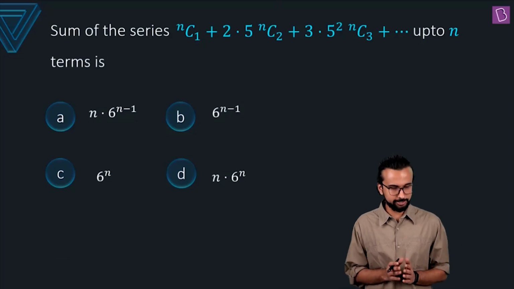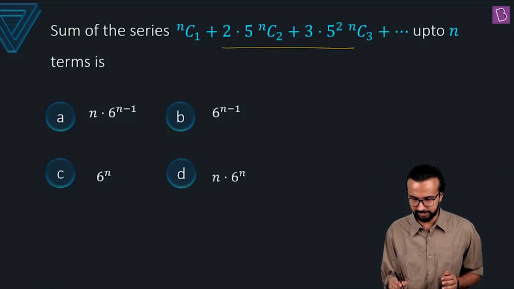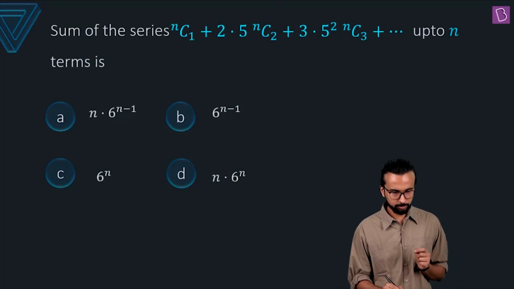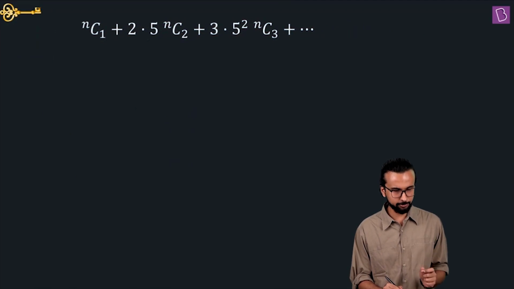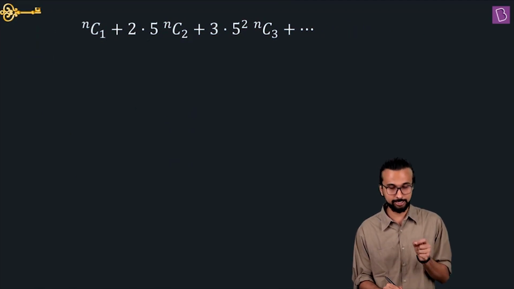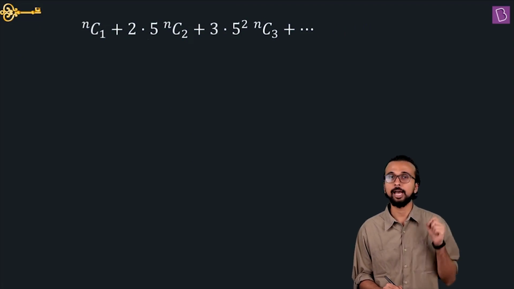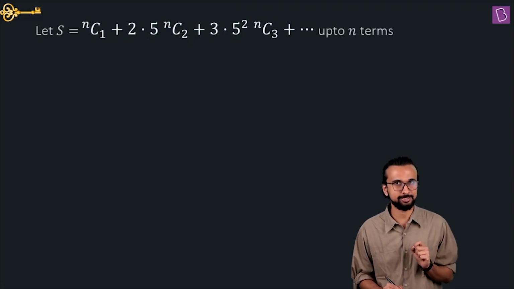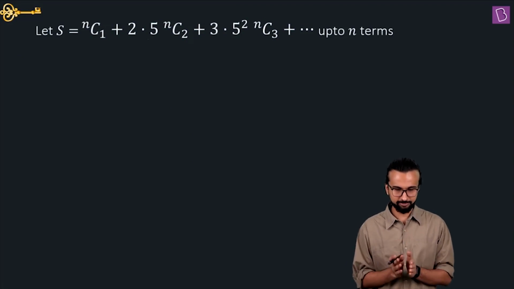Alright, in this question, we are looking for the sum of this given series here. So what is the series here? It's nC1 plus 2 into 5 into nC2 plus 3 into 5 square into nC3 and so on up till n terms. I will call this sum S.